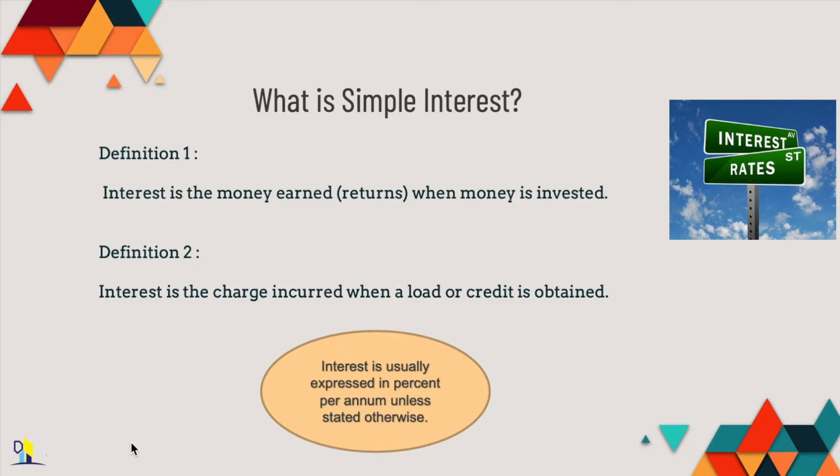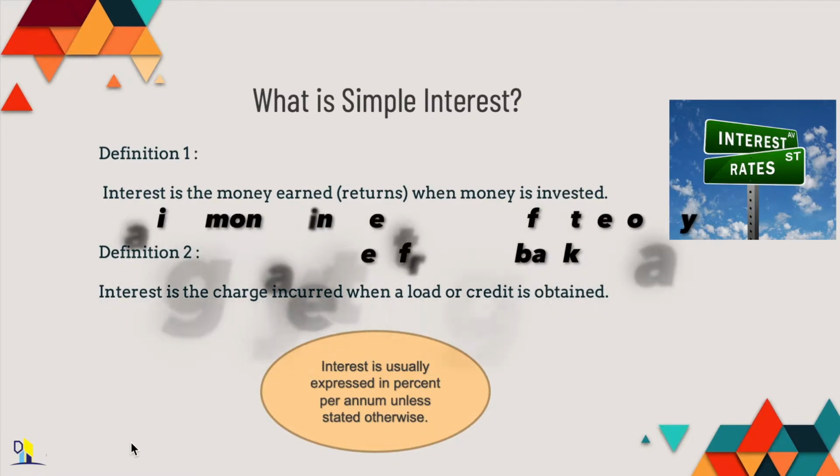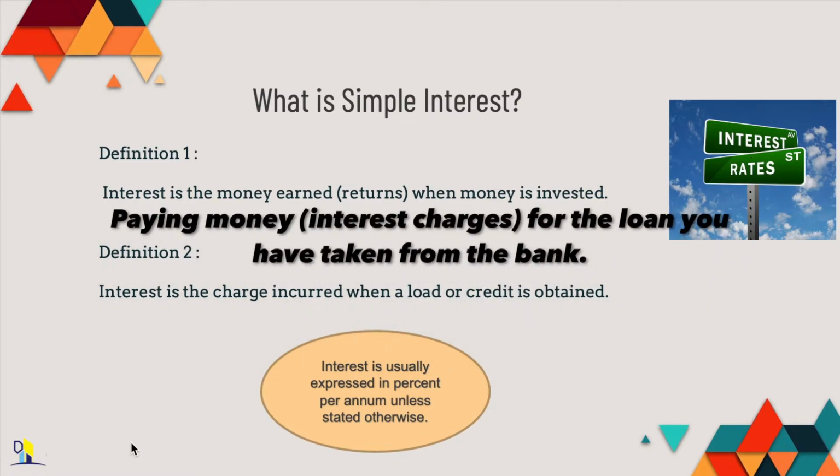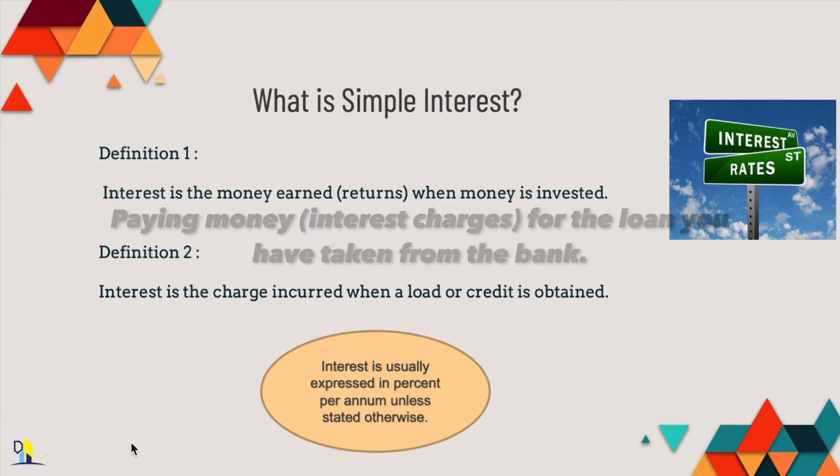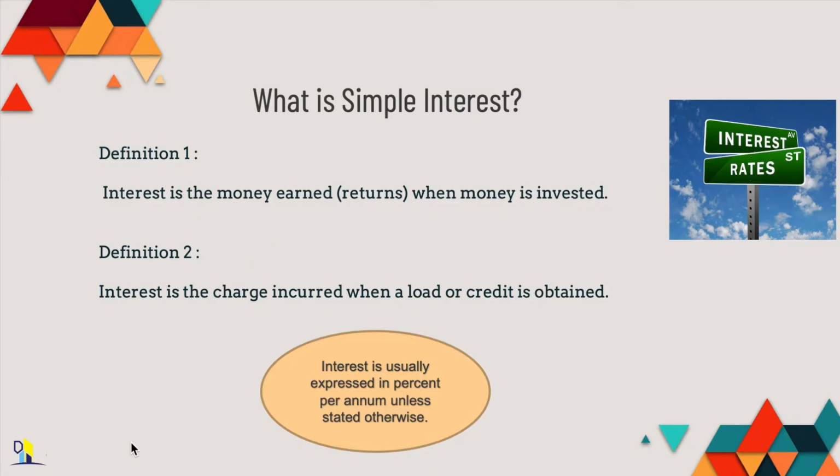Now, the second definition, interest is the charge incurred when a loan or credit is obtained. Another example here for this definition, you borrow 1,000 ringgit from that same bank for a year, and you paid back 1,080 ringgit at the end of that year. The additional amount, which is 80 ringgit, is the charge or interest fee you need to pay when you borrow 1,000 ringgit from that bank. So, interest is not just something that you receive or something that rewards you, it's also something that could cost you money.